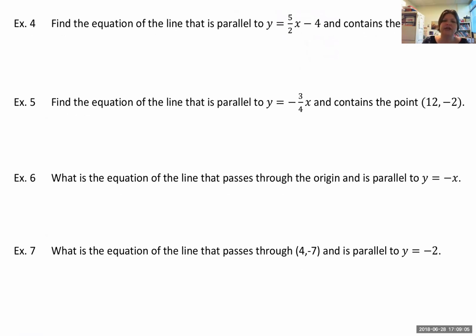Okay, so example 4 says, find the equation of the line that is parallel to y equals 5/2 x minus 4. So again, what does parallel mean? It means it slopes at the same angle. So we'll steal the slope and ignore the rest. So the slope of my line will be 5/2 and contains the point -4, 3. Is this point an intercept? No, it's not. I'm going to have to go the long way. I'm going to use this point slope form because I know the point and I know the slope.